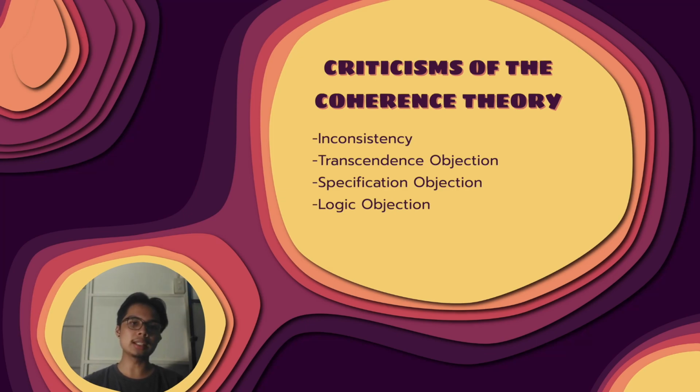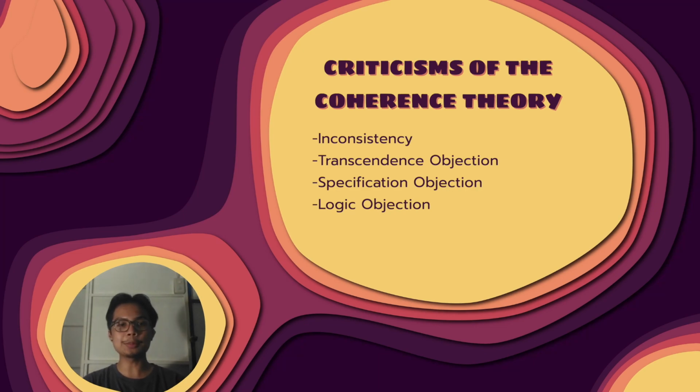The next is the transcendence objection. It states that truth transcends any set of beliefs. This just means that truth sometimes does not cohere and does not have to cohere with one or more set of beliefs. Basically, a truth must stand on its own, and the nature of coherence theory makes that impossible.